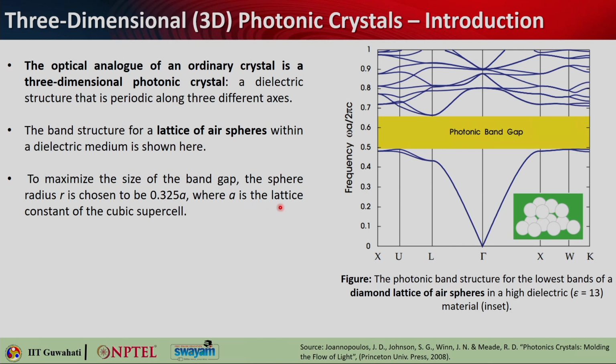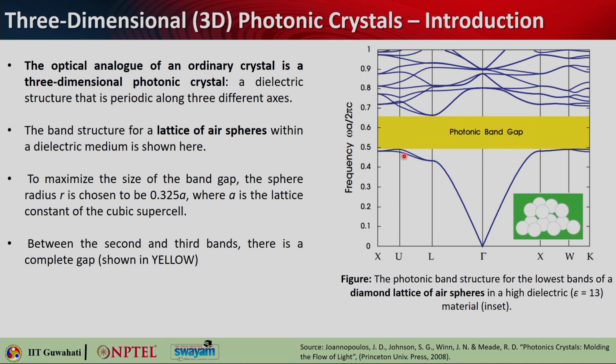So, how did this happen? You have to optimize your design and see in which case you get the largest band gap. Okay. And one more thing, you can see this band gap is between bands 2 and 3. Sometimes you may not have a band gap between the first 2 bands, but you will be able to get a band gap between band 2 and 3.